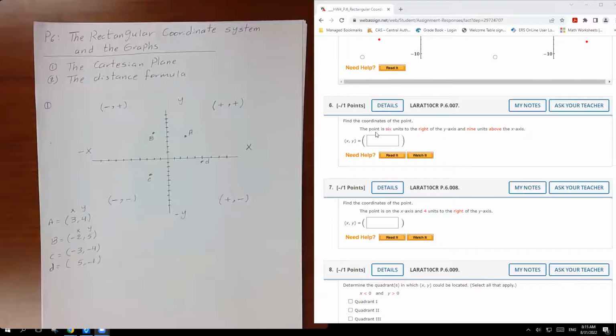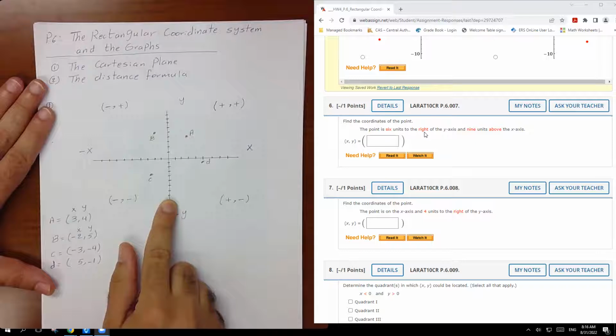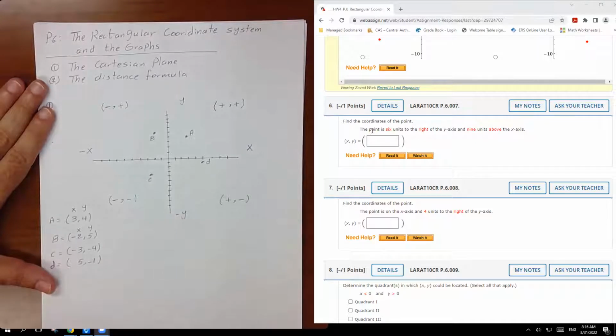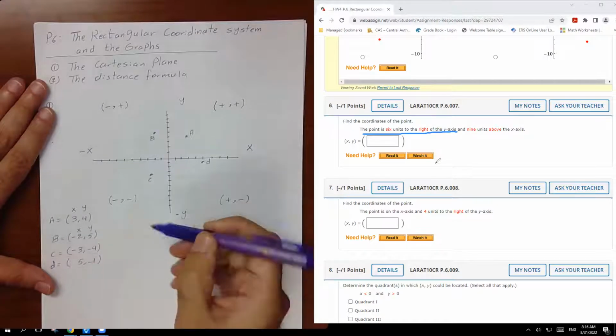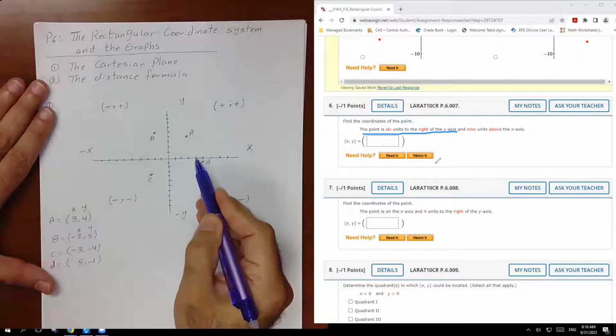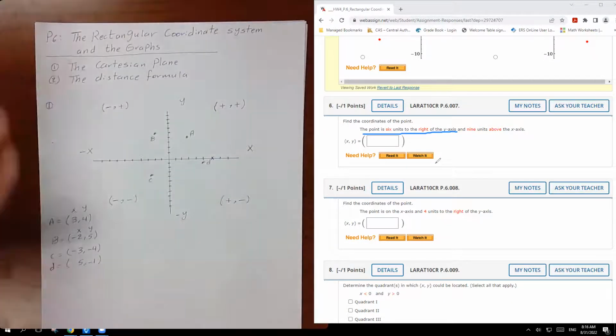Number 6, they're telling you the point is 6 units to the right. So let's look here on the same graph, and I'm going to try to graph this one. They're telling you it is 6 units to the right of the y-axis. So here's the y-axis, 6 units to the right. So it's going to be on this side. That means 1, 2, 3, 4, 5, 6. So I'm going to put an X here.